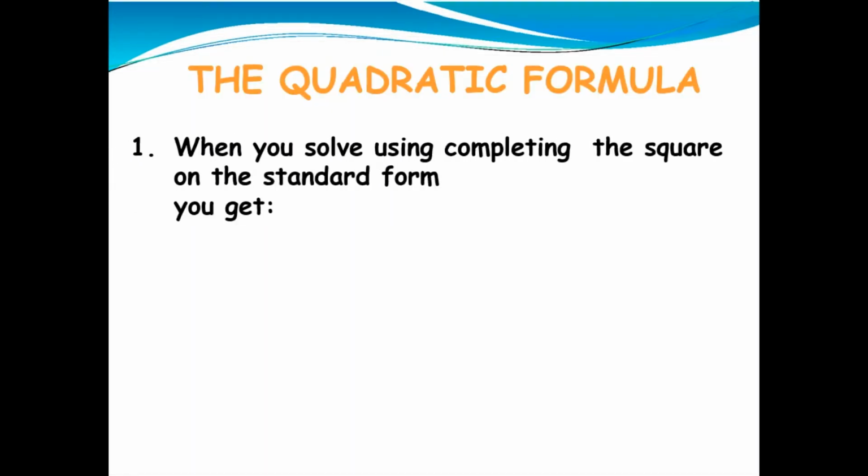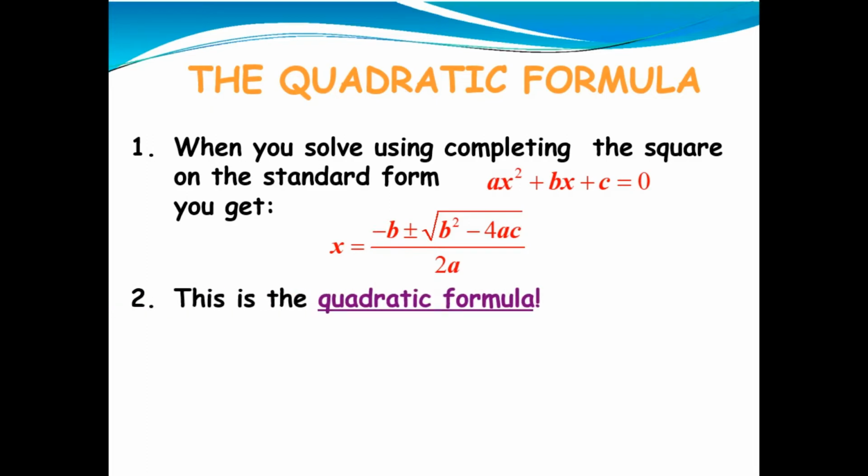So question, what is the quadratic formula? When we solve by completing the square, our standard form is ax squared plus bx plus c is equal to 0, right? Now, from that given standard form, we can derive our value for x such as negative b plus minus the square root of b squared minus 4ac all divided by 2a. Now, this is what we call the quadratic formula.